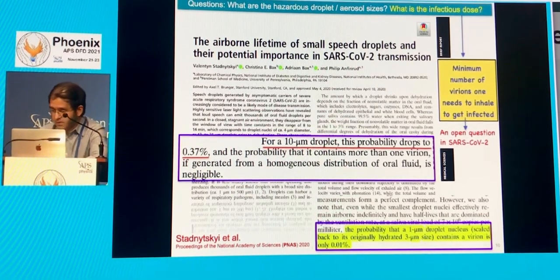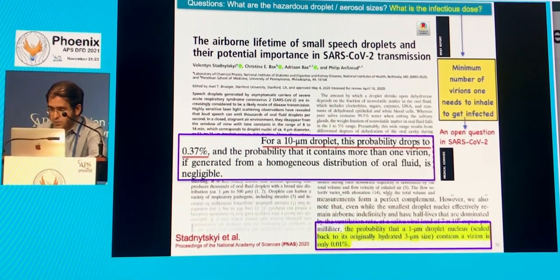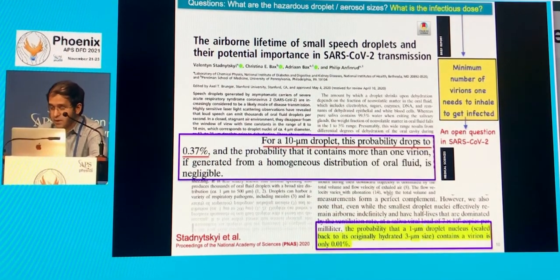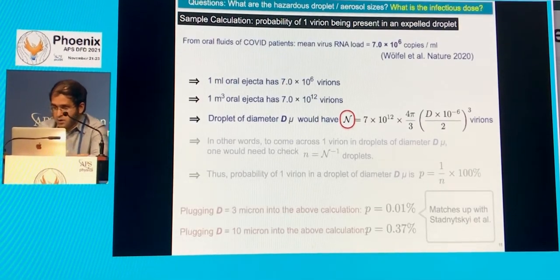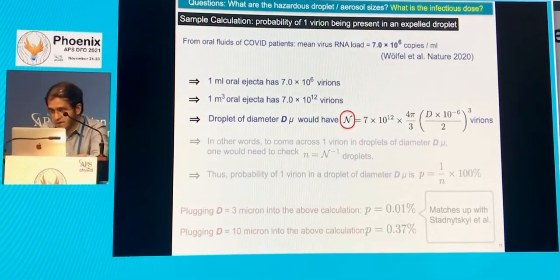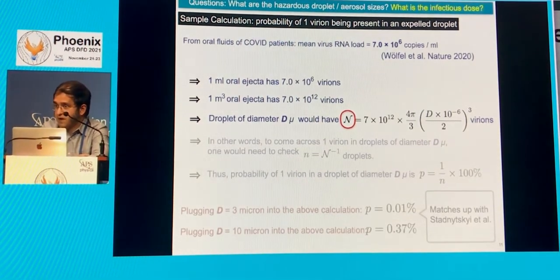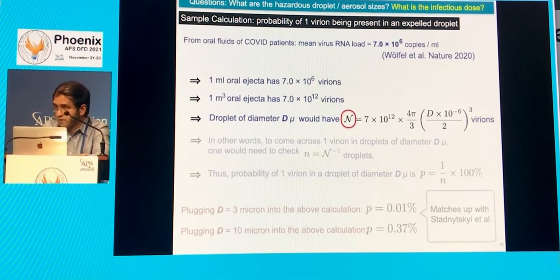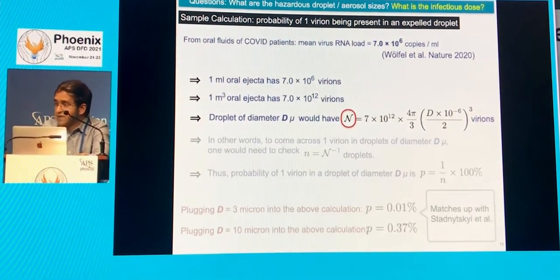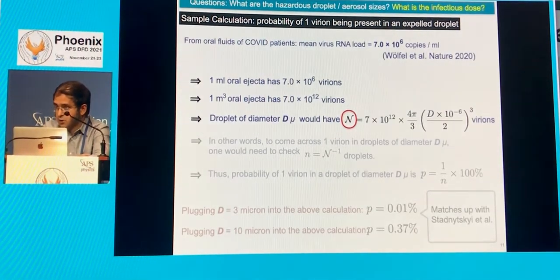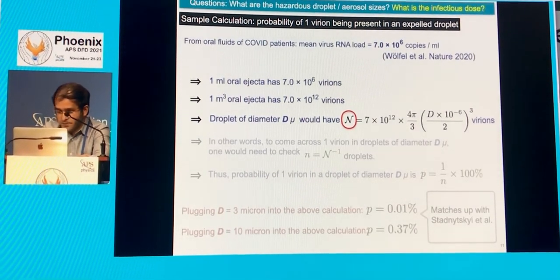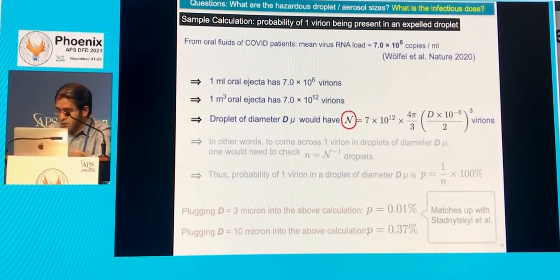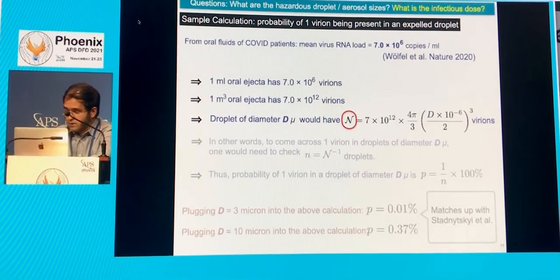I have developed a simple mathematical model to check these numbers, and then I'm going to link that model with the CFD predictions on the droplets that we need to be worried about. So for the model, I need some virologic data. This group in Germany assessed the viral load in hospitalized COVID patients. These numbers, by the way, are all for the alpha strain from last year. They found that the average viral load is 7 times 10 to the power of 6 virions per ml. So we can quickly figure out how many virions would be there in a droplet of D micron, which is shown as capital N over here.